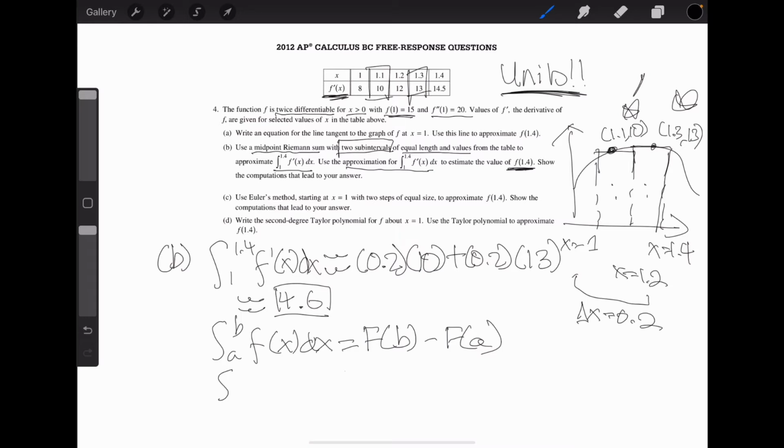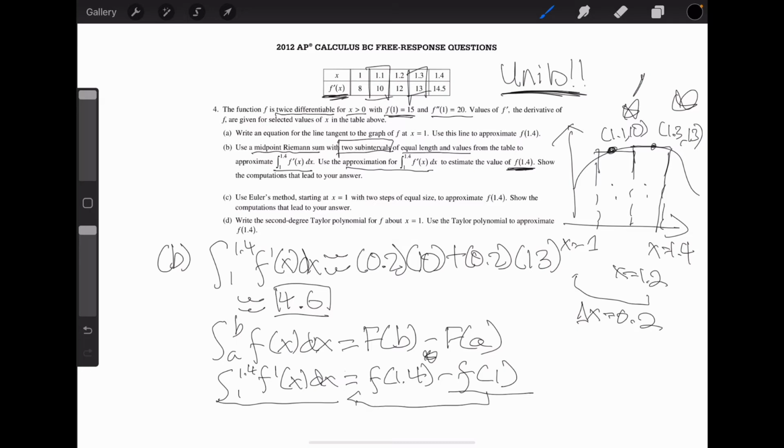So using our approximation of the integral from 1 to 1.4 of f prime of x dx, the antiderivative of f prime of x is just f of x, as the derivative of f of x is f prime of x. And from this, we can use the upper bound, which is 1.4, minus the lower bound, which is 1. And in this case, we're trying to find f of 1.4, but we know what the values of the integral and f of 1 are. So we can move this over here, and our answer in the first part is 4.6. So 4.6 plus f of 1, which is 15 as specified in the question, equals 19.6. And this equals f of 1.4.